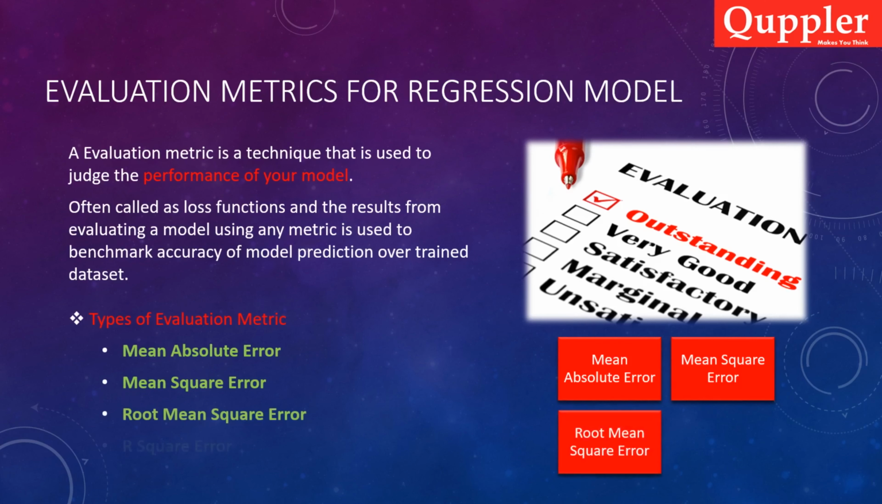Next are the types of evaluation metrics. There are basically four different types: mean absolute error, mean square error, root mean square error, and r square error. We're going to talk about these in great detail, and see mathematically how we can find them, and how in Python we're going to call them.